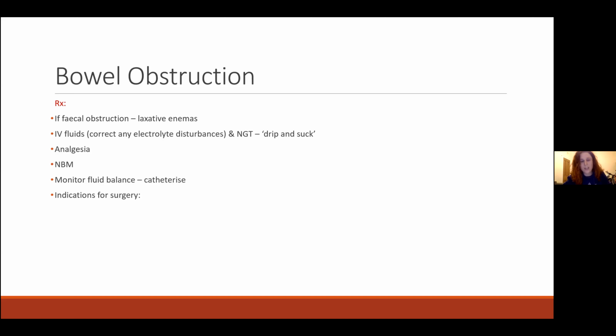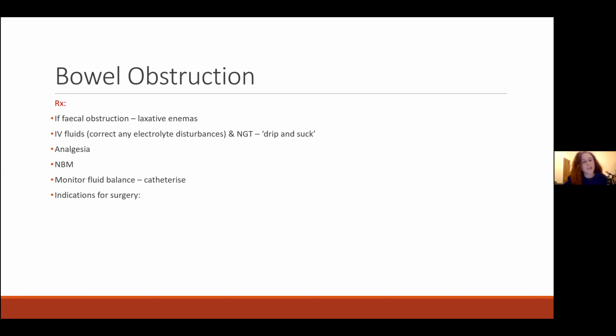The reason you suck, you aspirate the stomach, is because you're trying to decompress the bowel so that there's less pressure on the bowel. You also give analgesia, you make them nil by mouth because obviously you don't want to be putting anything in there if it's obstructed. And you monitor the fluid balance by catheterizing them. Some of these may need surgery. It tends to be more large bowel obstruction that needs surgery rather than small bowel obstruction.